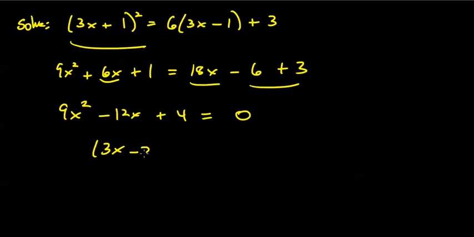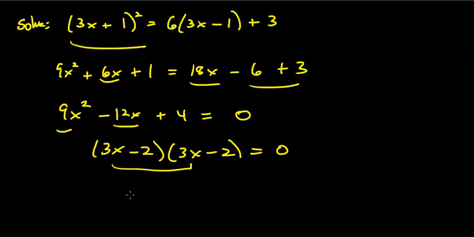Alright, looks like this factors on the left. And if I pick 3x for my first slots and 2's for my last slots, let me check. The first product is 9x squared. The inner and outer products are both minus 6x, and those indeed add up to a minus 12x. And the last product, minus 2 times minus 2, is plus 4. So indeed, I have written down correctly the factored form of the left-hand side.